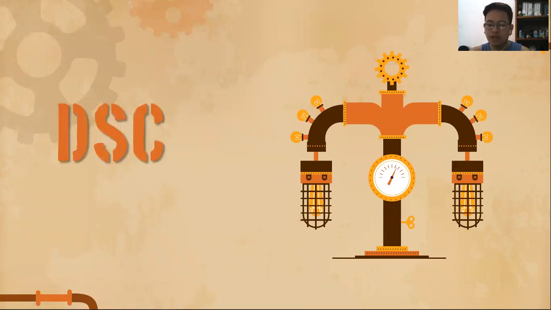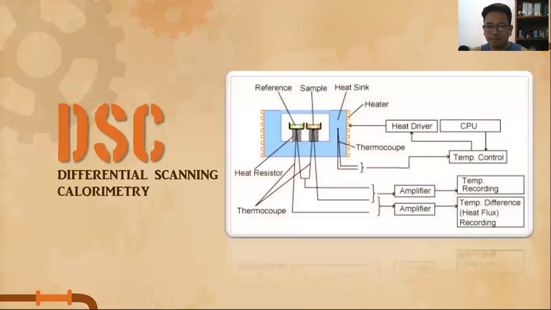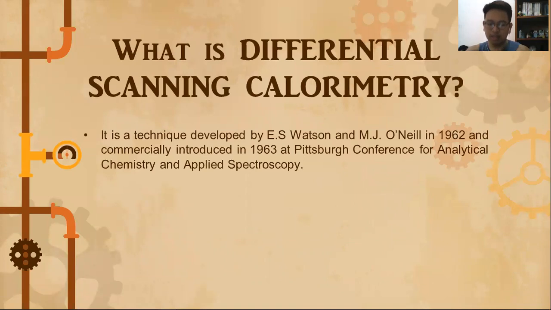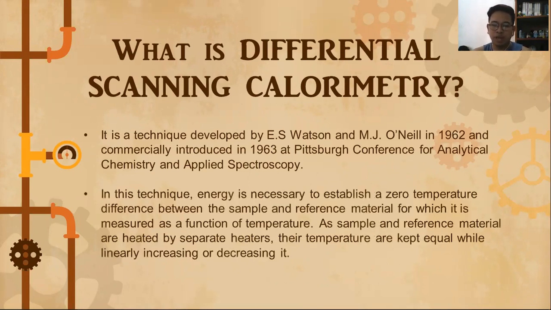Now, what is differential scanning calorimetry or DSC? DSC is a technique developed by E.S. Watson and M.J. O'Neill in 1962 and commercially introduced in 1963 at the Pittsburgh Conference for Analytical Chemistry and Applied Spectroscopy. In this technique, the energy necessary to establish a zero temperature difference between the sample and reference material is measured as a function of temperature.